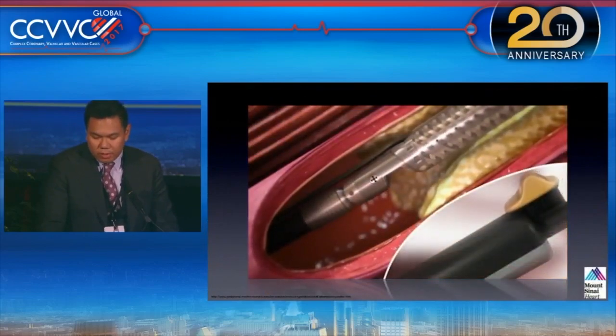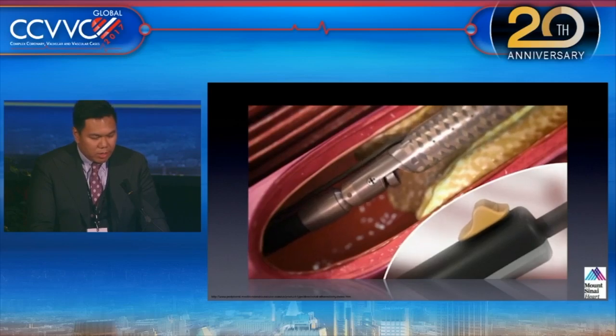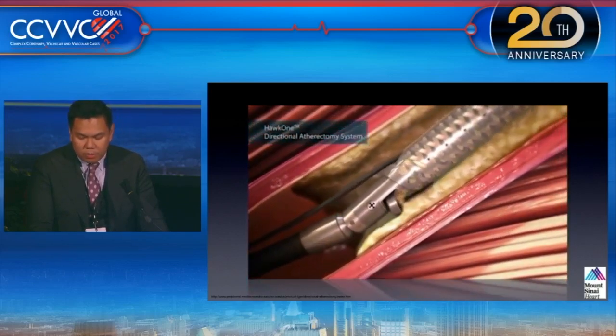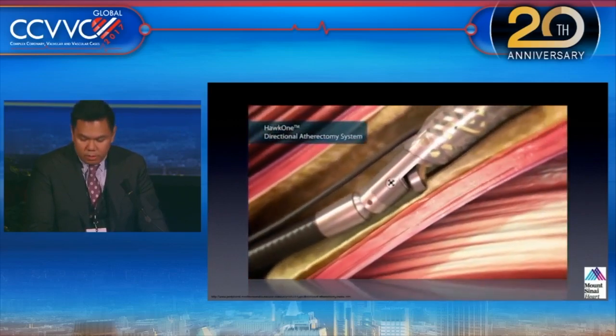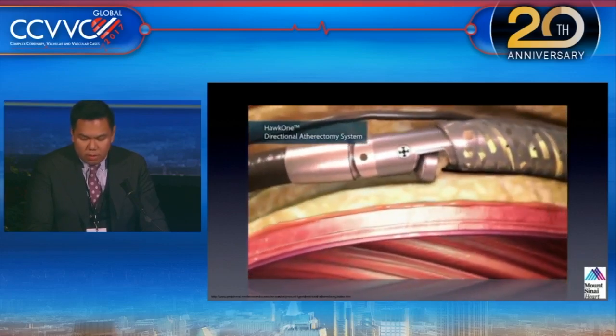This is a first device. It's called the Hawk One. It's made by Covidien, and it's a directional atherectomy device that works with a carbide cutter that spins at a very high rate of speed to excise plaque from the artery. As the plaque is excised, it's stored in the nose cone.